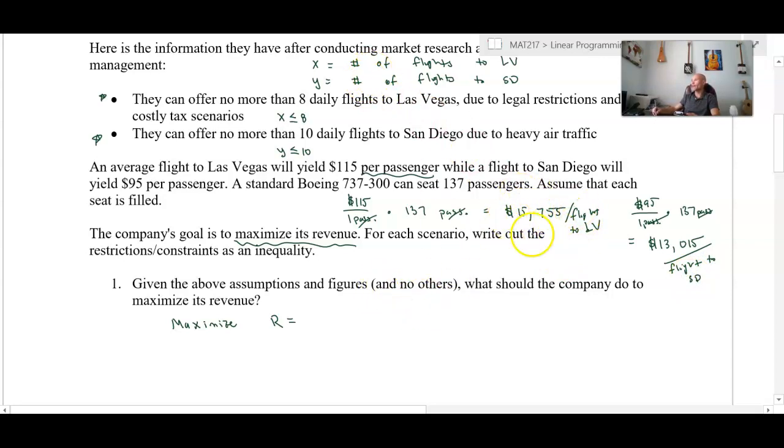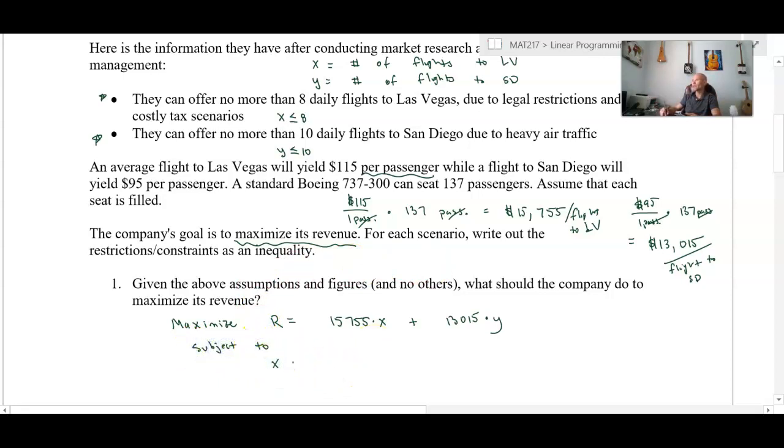This is how much we'll make on each flight. So we have to multiply the revenue per flight by the number of flights, and the revenue per flight to San Diego times the number of flights we're going to send there, which at this point we just know is going to be Y, some unknown. But we can't just make up, we could pick arbitrarily large values for X and Y and continue to make our revenue bigger. However, we're subject to two constraints.